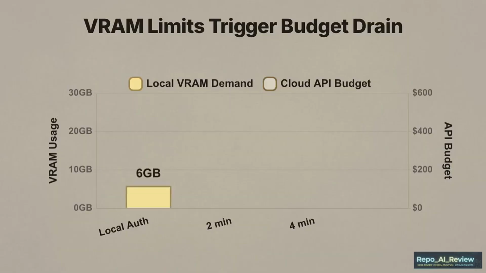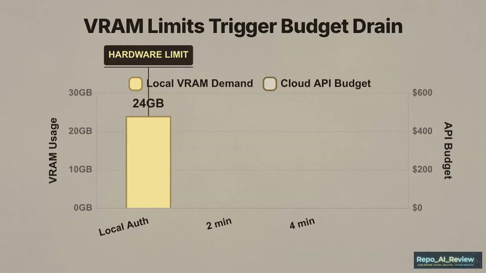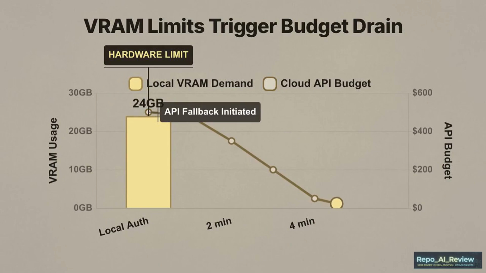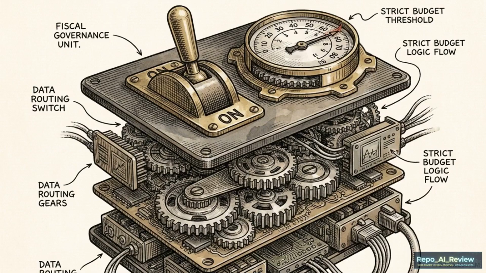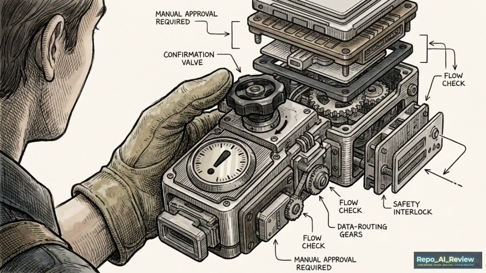This bar shows the VRAM requirements for advanced local models, redlining at 24 gigabytes. If your GPU falls short, cloud APIs take over. But unsupervised access to those premium generation tools can drain a production budget in minutes. To prevent that, the system enforces strict budget governance. You can set hard spending caps and require manual human approval before the agent executes any API call over 50 cents.